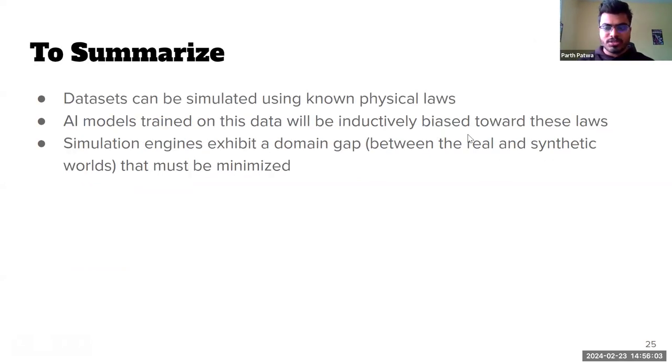So to summarize this part, data sets can be simulated using known laws, and AI models will be biased using observational bias, but there will be a domain gap, which must be minimized.